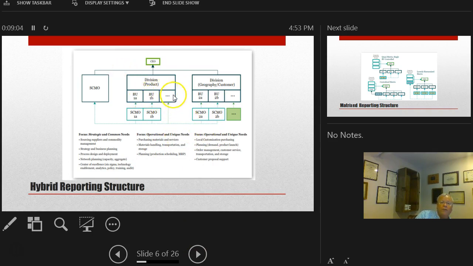The hybrid model. So you have divisions, you have the SMO reporting into the division, and then you have the overall central outfit working through them. So division could be product oriented, could be geography or customer specific. So you may have a division that does only business with Walmart, and that division may have its own unique situations, but there could be some leverage over here, regional leverage.